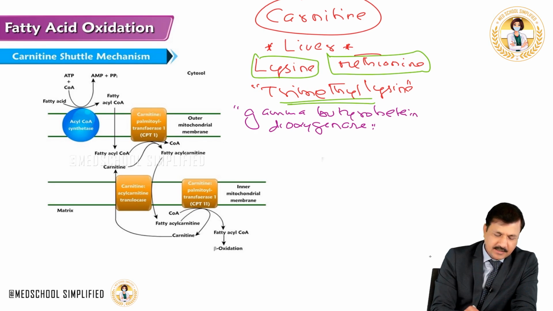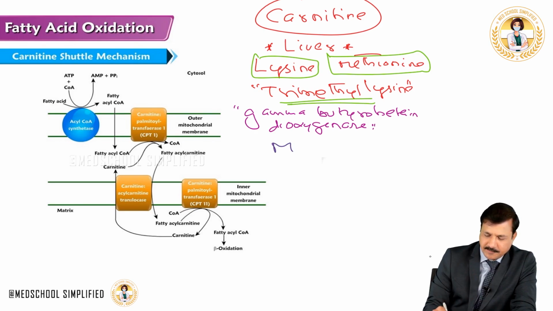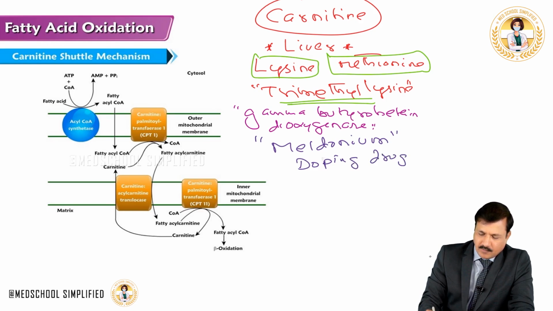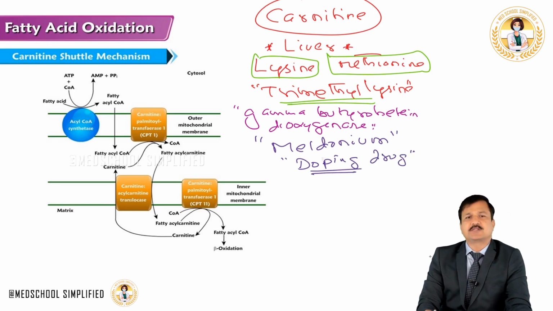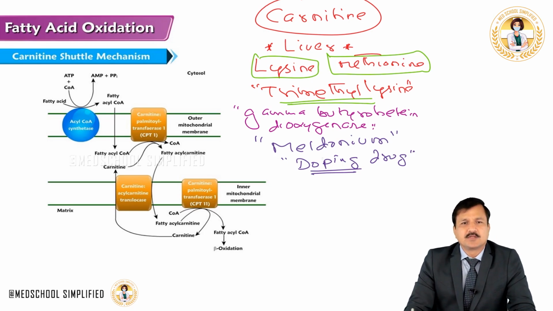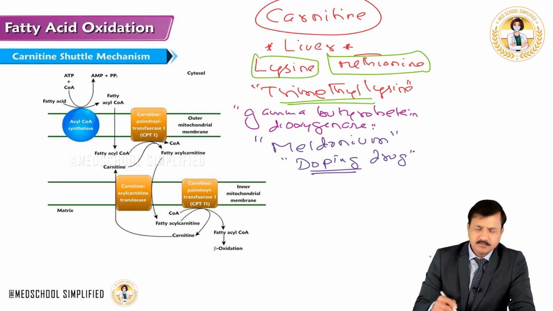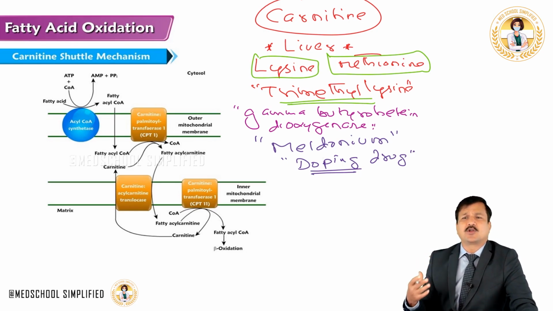The second thing is there is a drug called meldonium. Let's get into that. This meldonium is a doping drug which is used by sportsmen. So what does it do? The doping drug meldonium is a modulator of L-carnitine metabolism. It's an L-carnitine metabolic modulator.